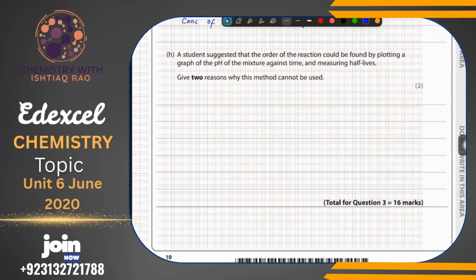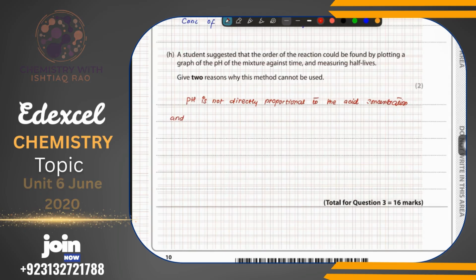Okay, so first of all, I can write that pH is not directly proportional to the acid concentration, and change in pH is very small, difficult to draw the curve.